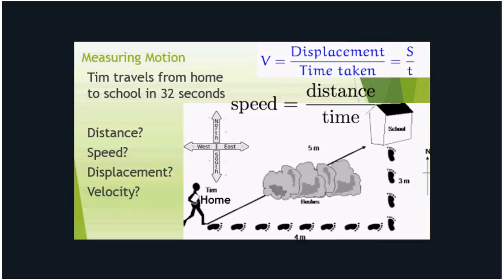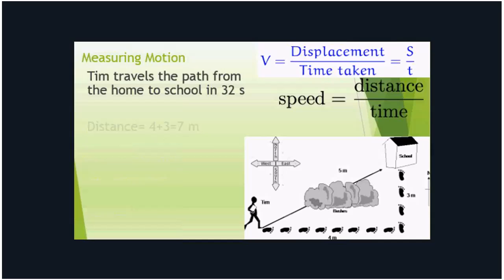Then to find the speed, I'm going to take my distance divided by time. Distance is 7 meters, that's what you just calculated, and time is 32 seconds. Take 7 meters divided by 32 seconds, and you should get 0.22 meters per second. Again, this is speed, you do not need a direction.